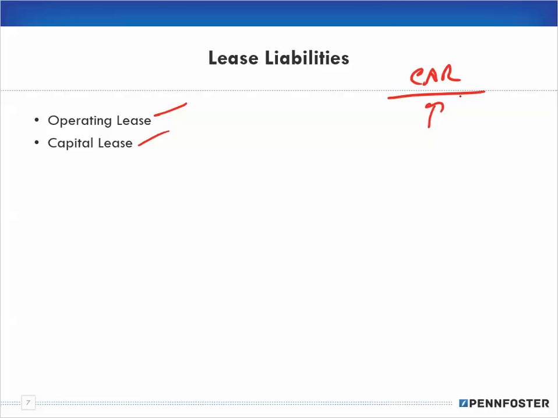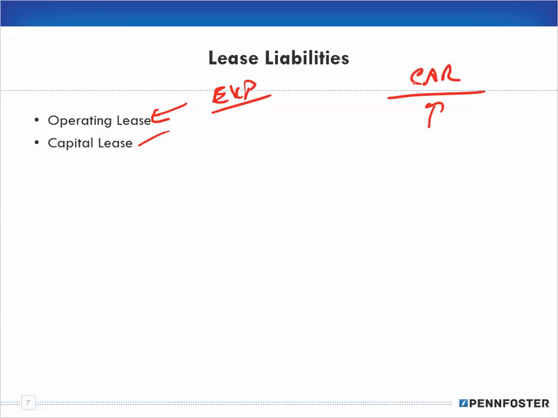Let's say you decide to lease a car. Now, if I had a business and I had salesmen, and I decided to lease a car for the salesman, that would be an operating lease because I'm using that for the operation of the business. It's an expense. It just happens to be a lease.